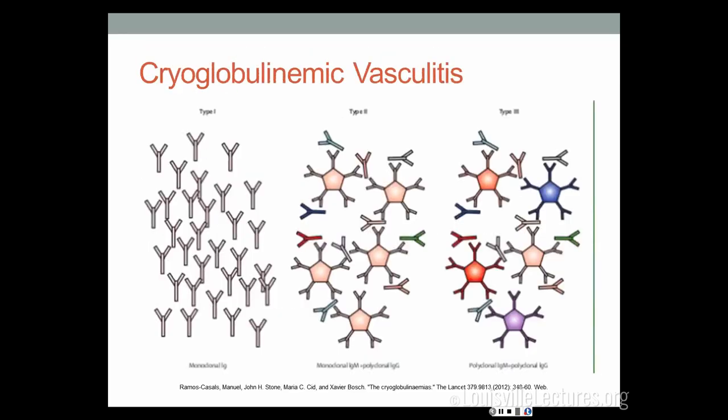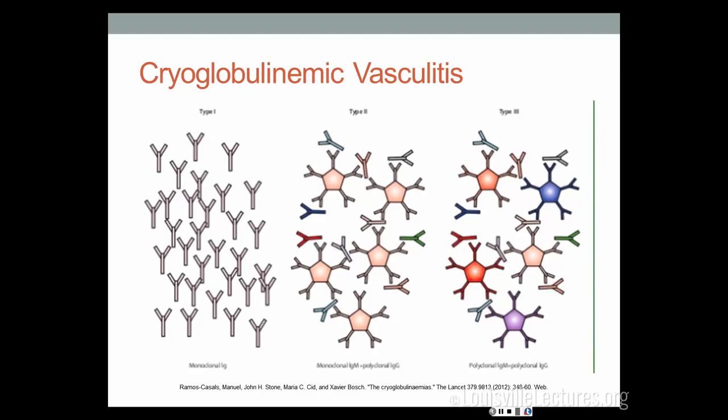So cryoglobulinemic vasculitis. So what are cryoglobulins? What is a cryoglobulin? What's a rheumatoid factor? Right, it's an antibody to another antibody. Cryoglobulin is a rheumatoid factor that basically precipitates into complexes at temperatures less than body temperature, and then dissolves again when they're rewarmed. That's kind of the definition of cryos.